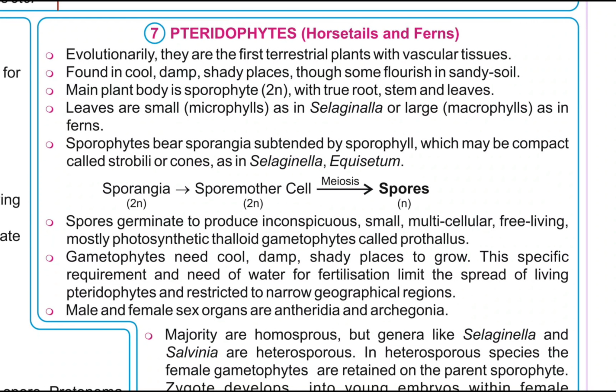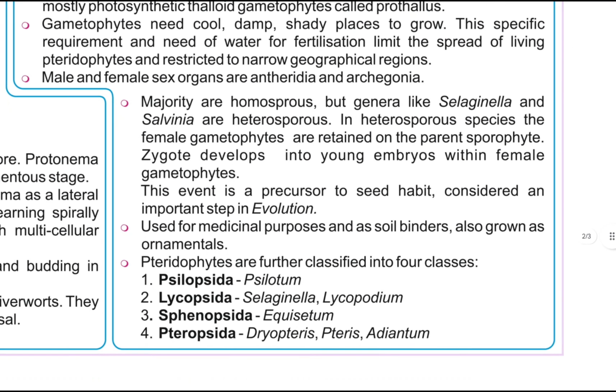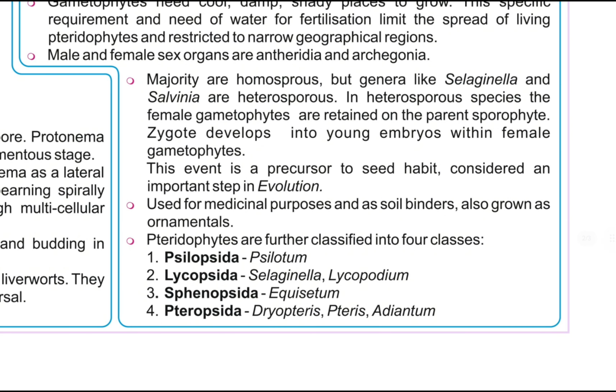Sporangia 2N have spore mother cells, which undergo meiosis to form spores. Spores germinate to produce inconspicuous, small, multicellular, free-living, mostly photosynthetic thalloid gametophytes called prothallus. Gametophytes need cool, damp, shady places to grow. These specific requirements and the need for water for fertilization limit the spread of living pteridophytes and restrict them to narrow geographical regions. Male and female sex organs are antheridia and archegonia.